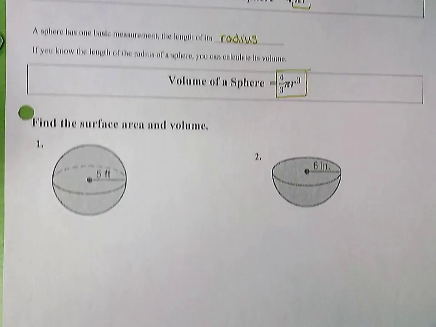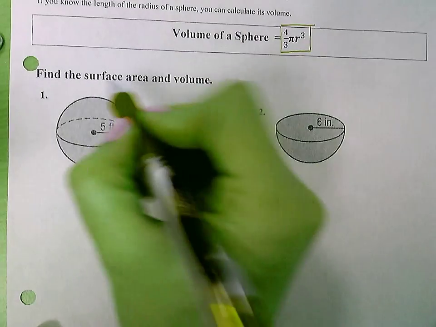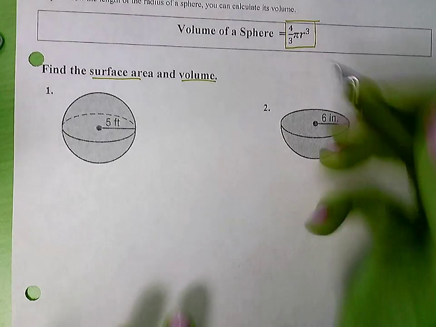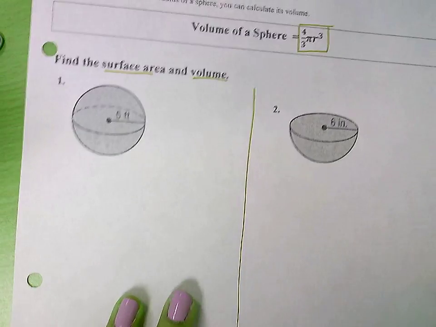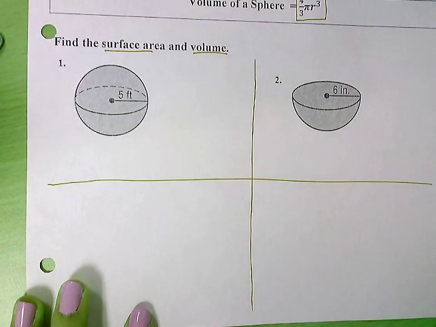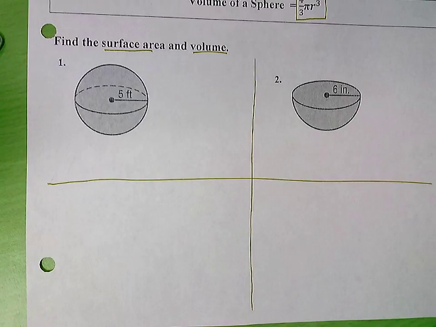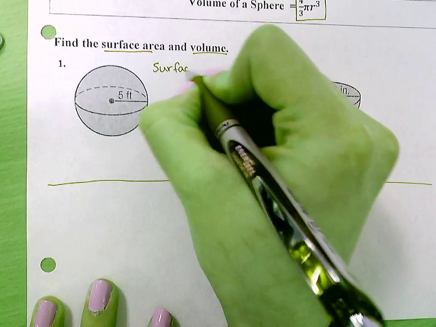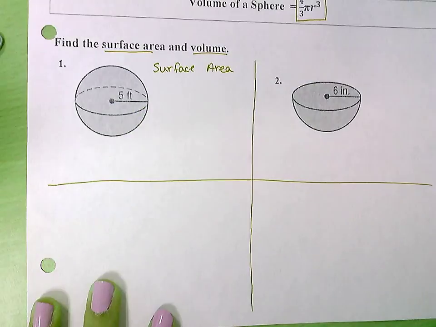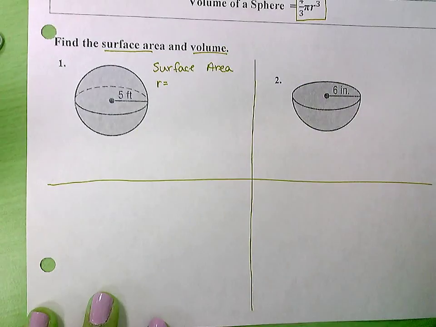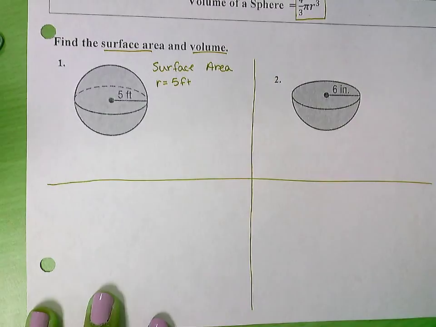So in the 2 examples below here, we're going to find the surface area and the volume of each. Okay, so I'm just going to split this into a couple sections here so it's easier to look at. So for number 1, first thing I want to do is find the surface area. Okay, so again, to find the surface area, all you need is the radius of a sphere. So the radius of this sphere is 5 feet.